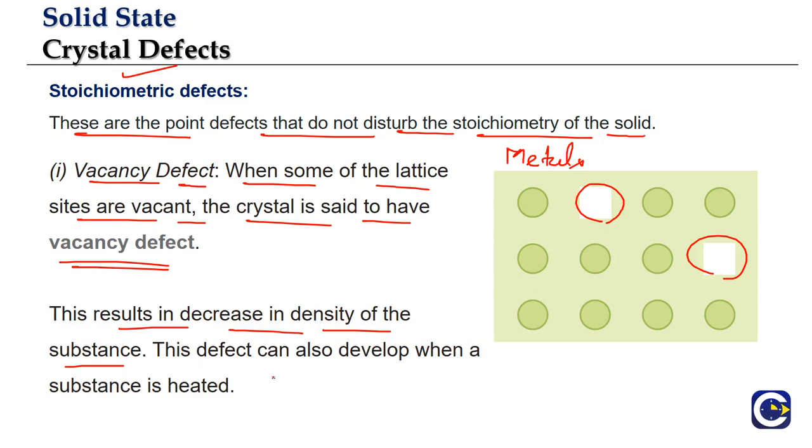And this defect can also develop when the substance is heated. So what happens is, when it is heated, some of the metal atoms will go out of the lattice point. And the main thing about the vacancy defect is that it will result in a decrease in density of the substance. So this is the type of stoichiometric defect that we'll see in the case of the metals. Now, why are we calling it a stoichiometric defect? Here, if all the atoms are, say for example iron, the formula is not going to be disturbed. The formula of the element will be iron only, so here we will not have any change in the stoichiometry.